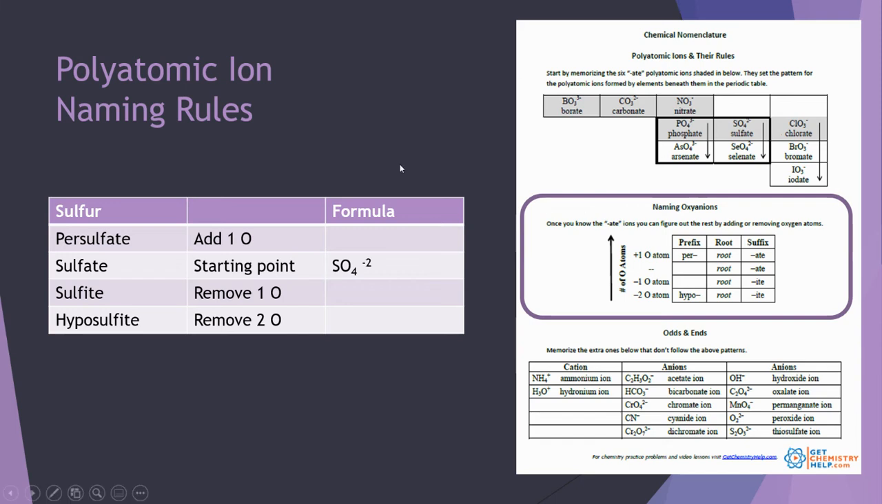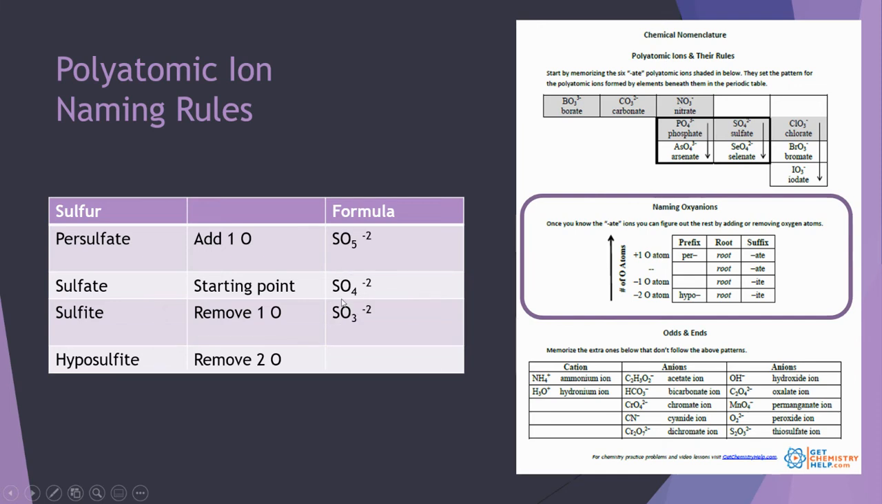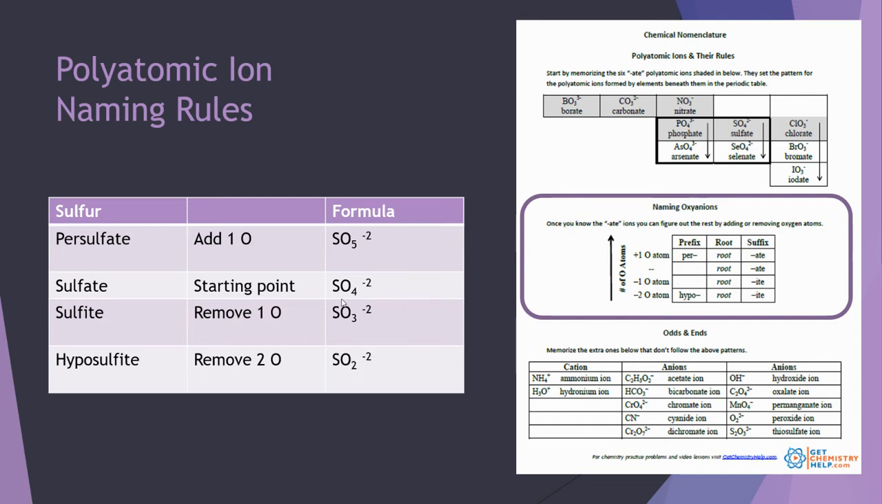So with the one with sulfur, we've got sulfate. Our starting point is SO4 with a -2 charge. When we add an oxygen, it'll become persulfate, and it will be SO5, still having a -2 charge. If we start back with sulfate and remove 1 oxygen, we're going to go from SO4 to SO3. And if we remove another oxygen, we'll go to SO2, and that'll be hyposulfite.